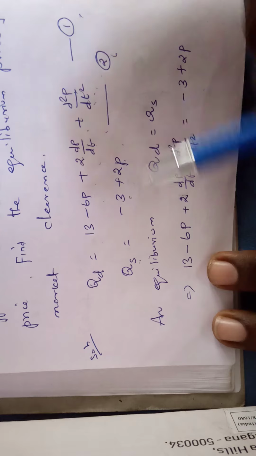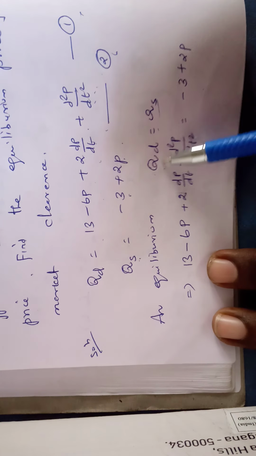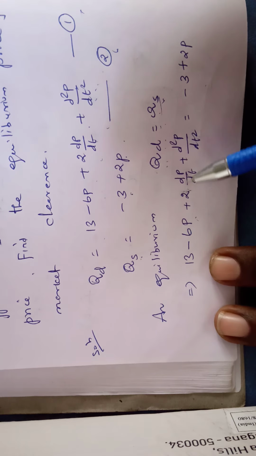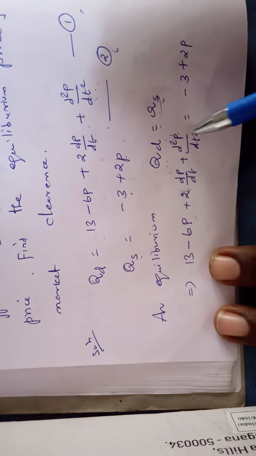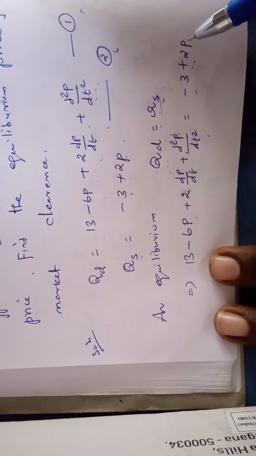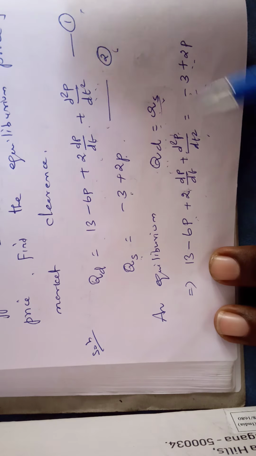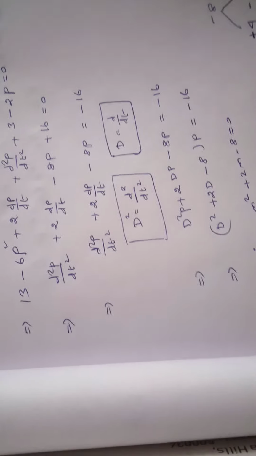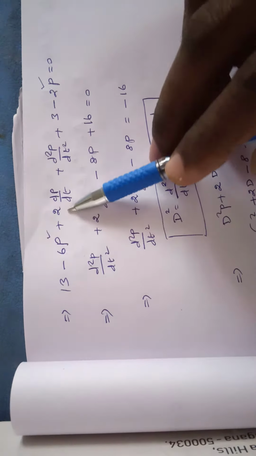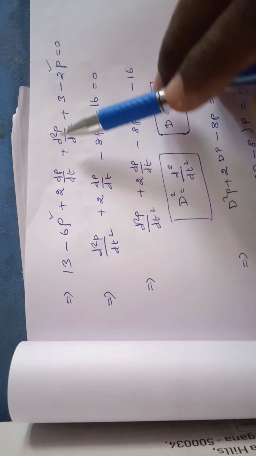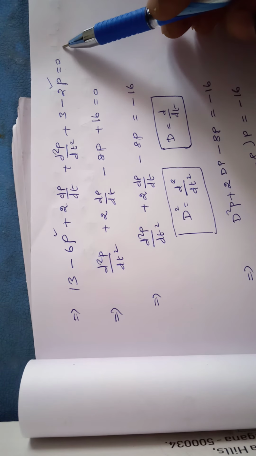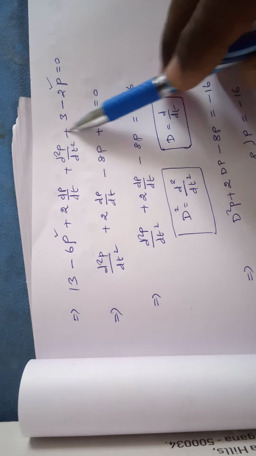In the equilibrium condition, these two are equal, so Qd equals Qs. 13 minus 6p plus 2 dp/dt plus d²p/dt² equals minus 3 plus 2p. These two are equal. So 13 minus 6p plus 2 dp/dt plus d²p/dt² plus 3 minus 2p equals 0. So this is the higher degree.